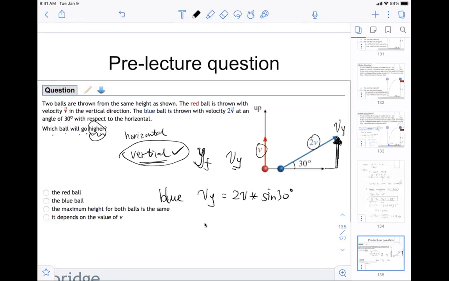Sine 30 is actually 1/2. 2V times 1/2 is V. You can see that this was shot with V, and this was shot with also V in the vertical direction. Then they will reach the same height because it's the same velocity up. It's going to reach the same height.